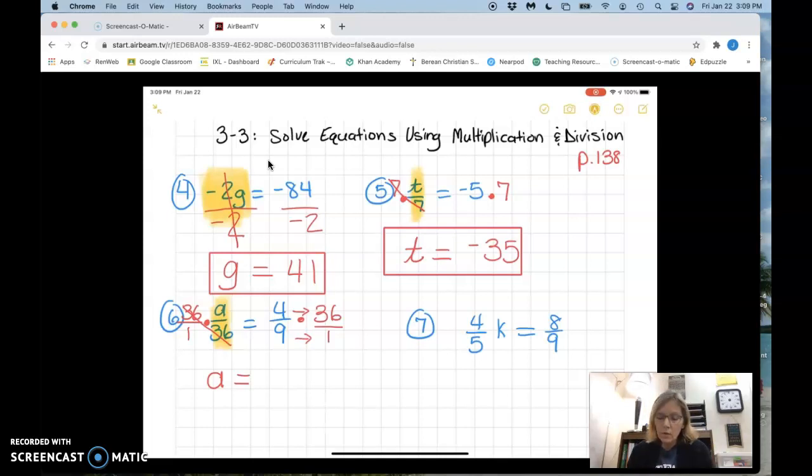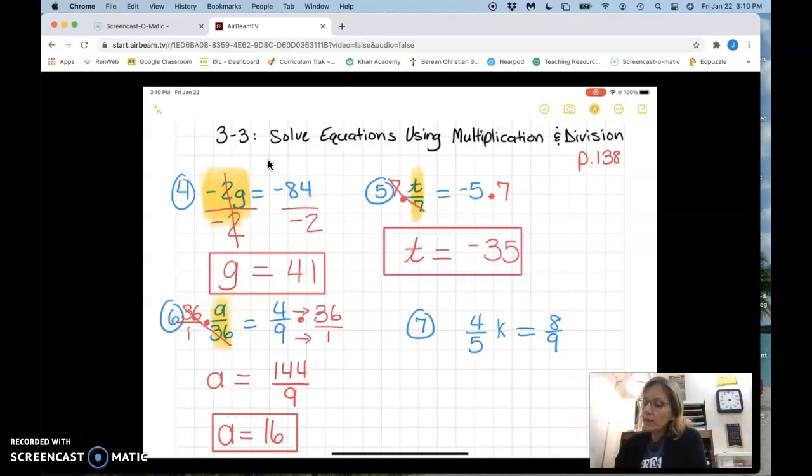I have 4 times 36, which is 144, divided by 9 times 1, which is 9. And now I'm going to go ahead and divide that, because remember, fraction means divide, so let's divide 144 divided by 9, and we get 16. So the simplest form of this problem is a equals 16. Okay?